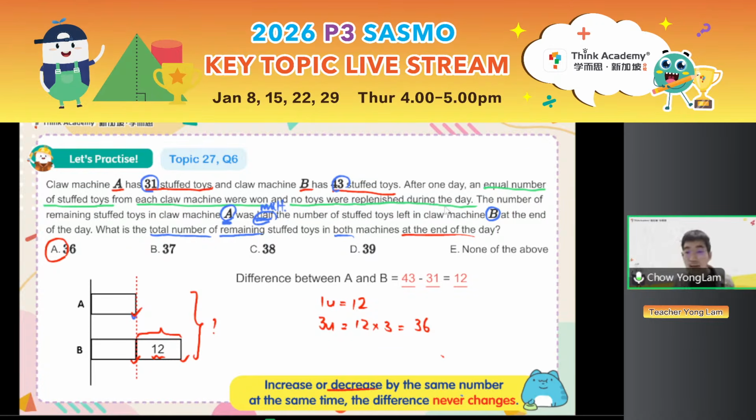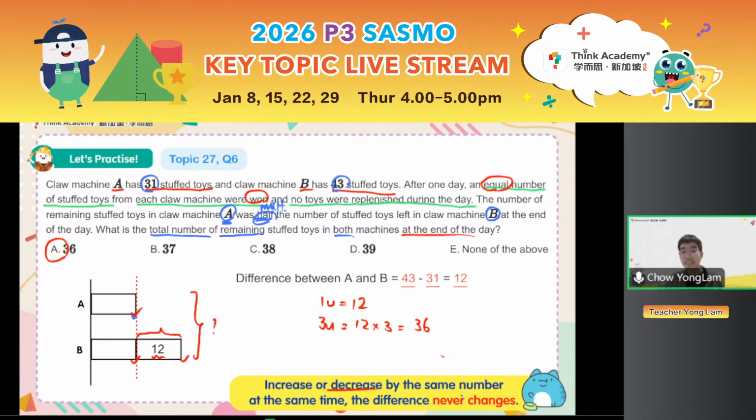An equal number was taken away or was won from each claw machine, and nothing was replenished, nothing was filled. That means the same increase, same decrease, right? In this case, it's the same decrease. So when I decrease by the same number, the difference between the two claw machines will not change, right? I eat 5, you eat 5. Difference will not change.